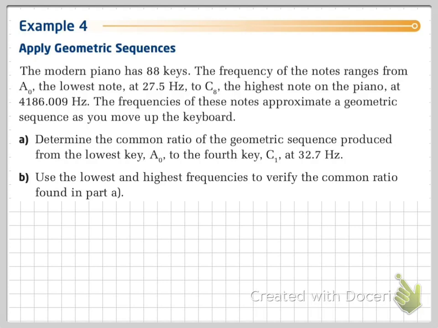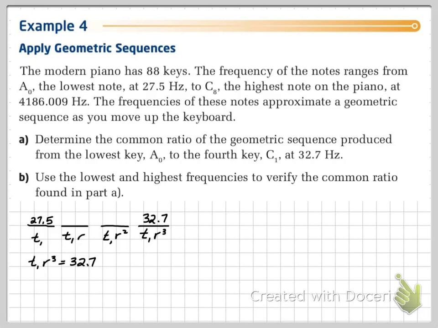They want you first of all to determine the common ratio of the geometric sequence produced from the lowest key to the fourth key. Well, we can do that. We can say that the frequency is going to be from 27.5 to 32.7. Just like we did in the last example, we're going to say term 1, term 2, term 3, and term 4.